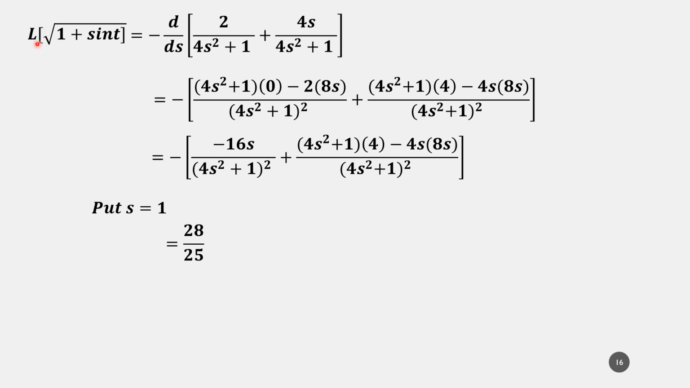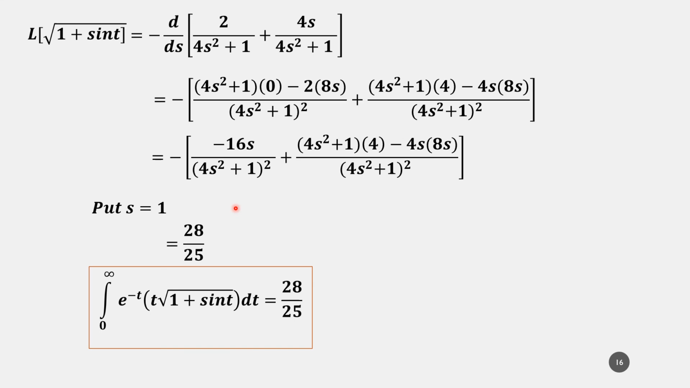This t is missing here. So L of t into root of 1 plus sine t is minus d by ds. After differentiating using the u by v method and putting s is equal to 1, we get 28 upon 25. Just use u by v, v into du minus u into dv upon v square, and similarly v into du minus u into dv upon v square. Then put s is equal to 1. So the value of the given integral is 28 upon 25.